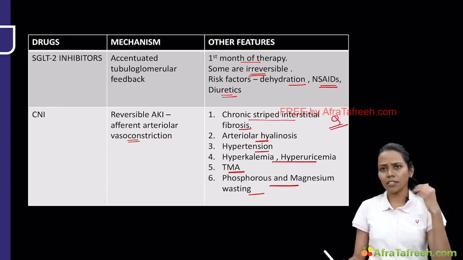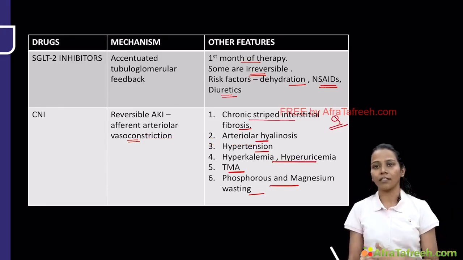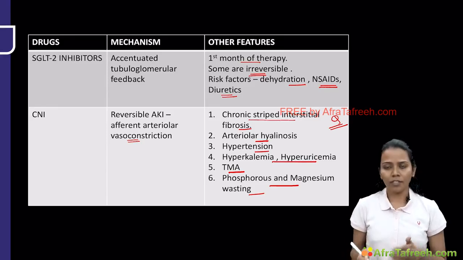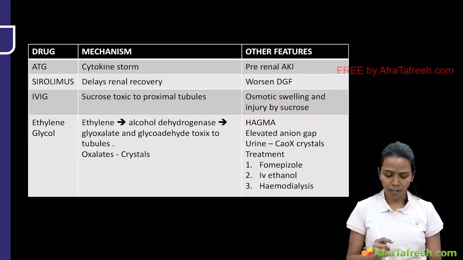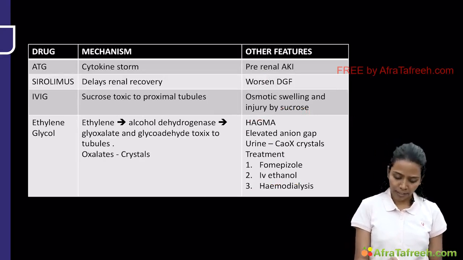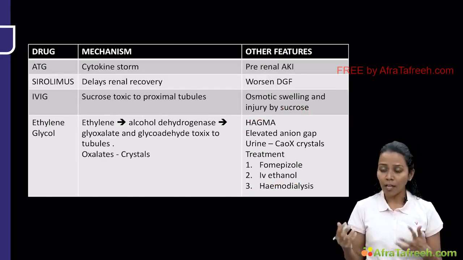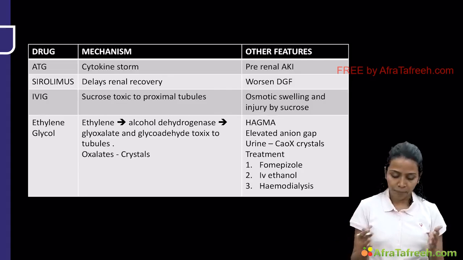So, this is asked as a question and I have dealt with this in the transplant section. So, this is just a revision of what manifestations the CNI can cause. Now, other immunosuppressants: the ATG can cause cytokine storm and that can cause prerenal AKI.